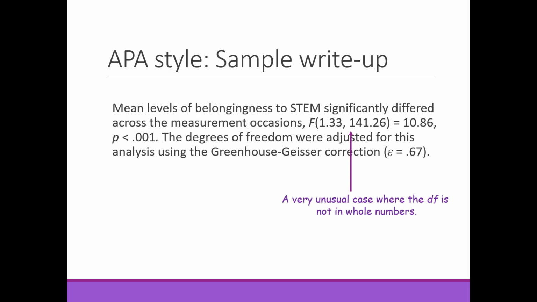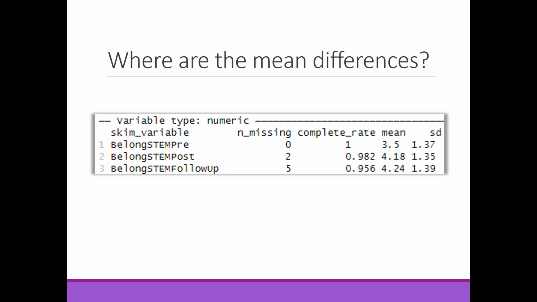Now that's all well and good, but you may be wondering, in looking at these means, where are the significant mean differences? Similar to, let's say, one-way ANOVA, we need to know where the significant mean differences might be. And in order to do that, you want to run the post-hoc test.